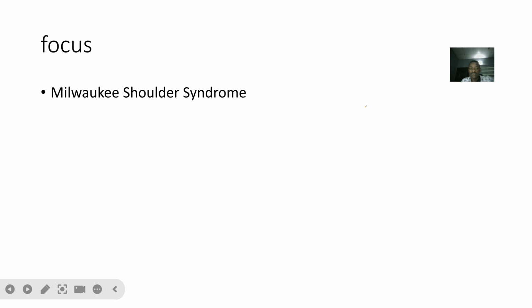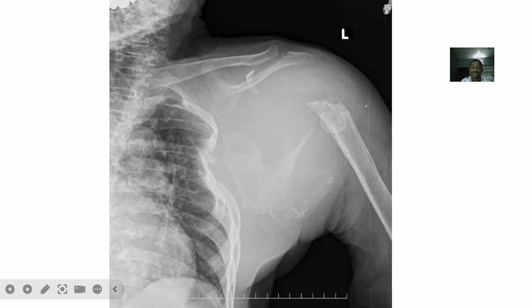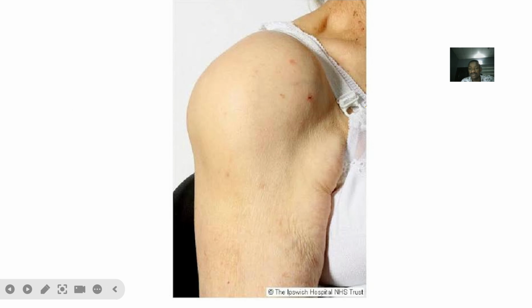Okay, so this is Milwaukee shoulder syndrome. So what is the Milwaukee shoulder syndrome? Let's quickly look at it. Of course, when it occurs, it destroys your shoulder. Okay, it destroys your shoulder.